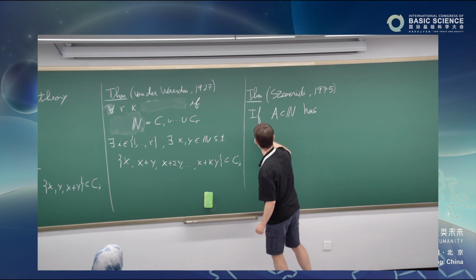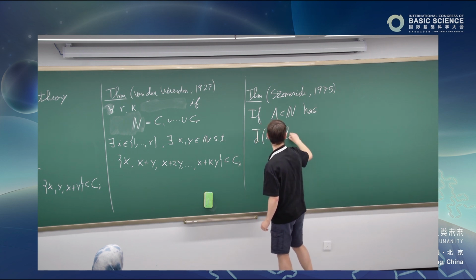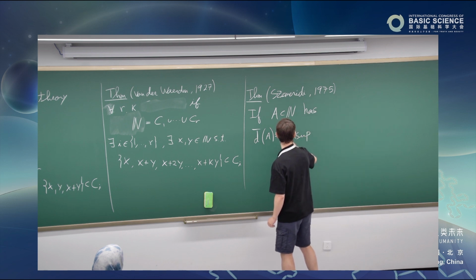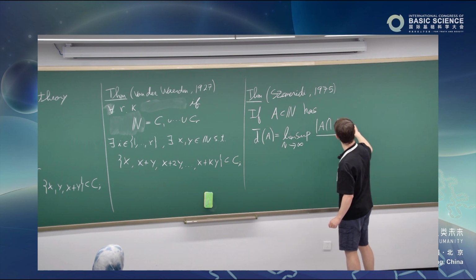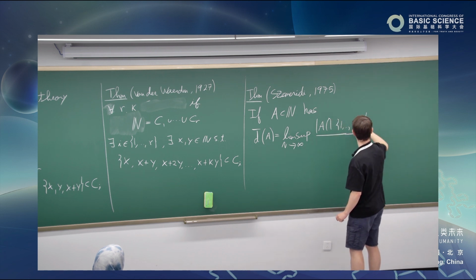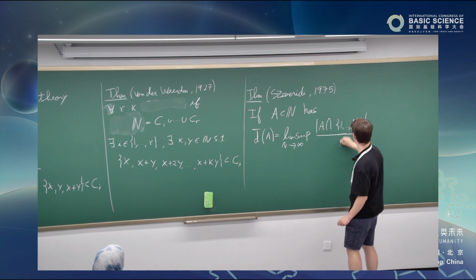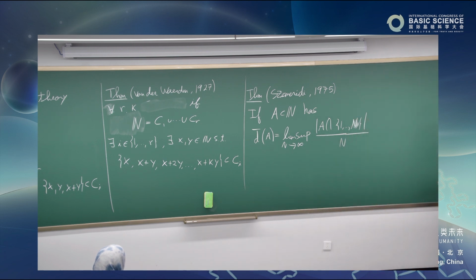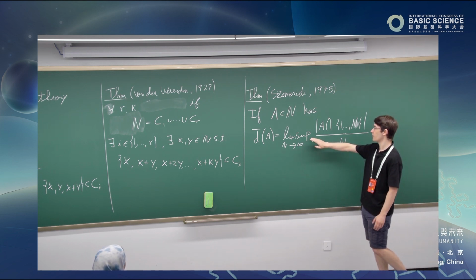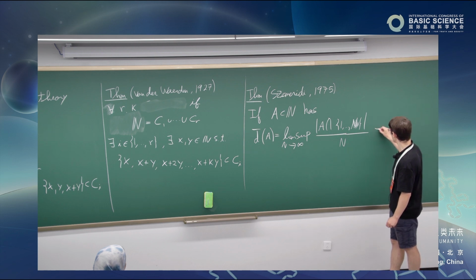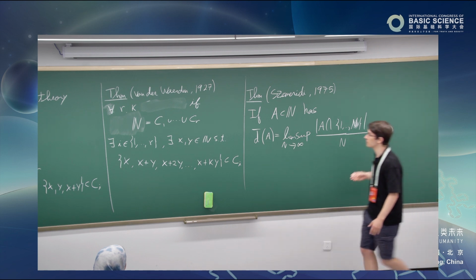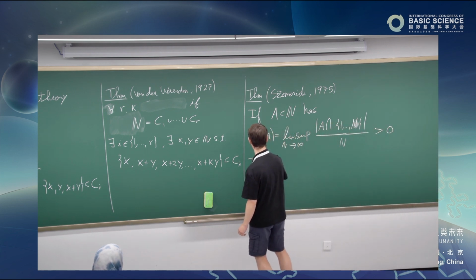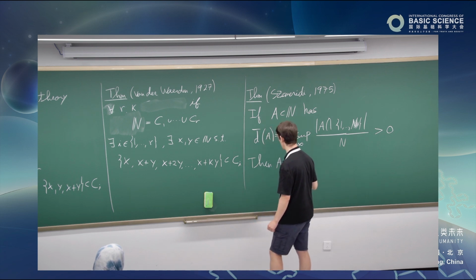So if the upper density of A, which I will define in the usual way, is the proportion of the first n numbers that are inside A, and then I take the limit as n goes to infinity. The limit may not exist, so I take a lim sup. And as soon as the lim sup here is positive, which is a weak condition in a sense, then A contains arbitrarily long arithmetic progressions.